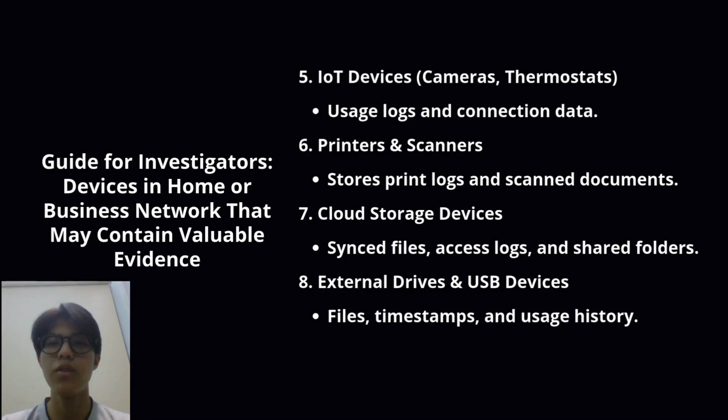Next is IoT devices like cameras, CCTV, or thermostats. These smart devices or thermostats log usage patterns. A suspect's smart thermostat might confirm their alibi or disprove it.